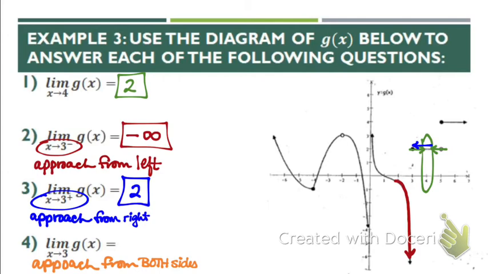If I approach from the left of 3 and from the right of 3, am I approaching the same output there? So how do I say that then? Does not exist. The limit does not exist.